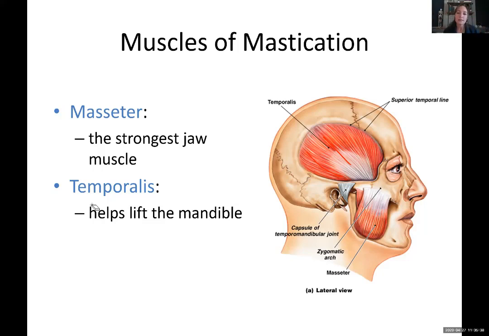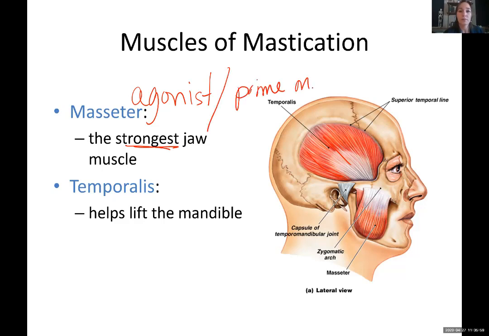In this case, because the masseter is the strongest and it's the main one that's going to close your jaw, or in the proper terminology, elevation of the mandible, the masseter would be the agonist, which is also known as the prime mover, where the temporalis would be a synergist, and then it's a helper. So you have one that's the main guy working, and then another one that's going to be an assistant.